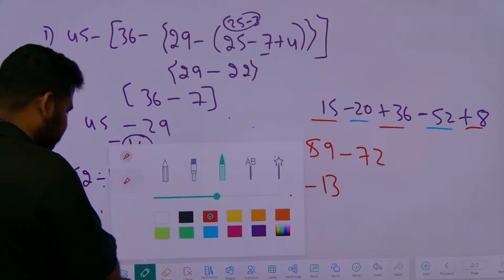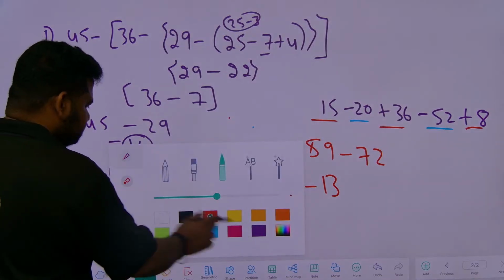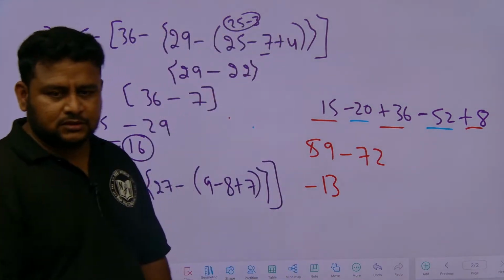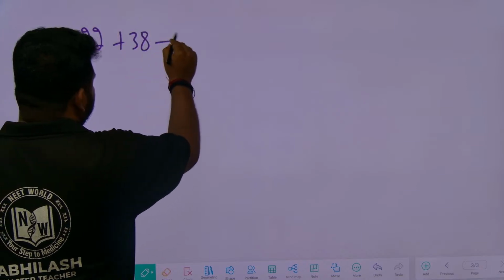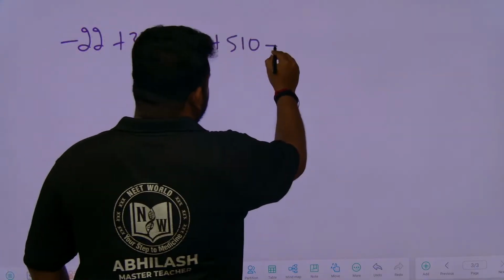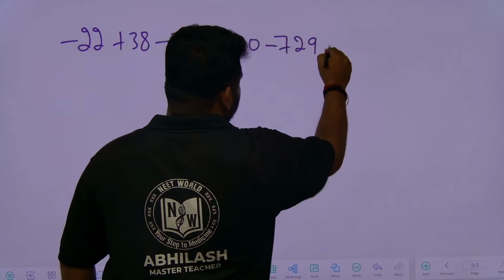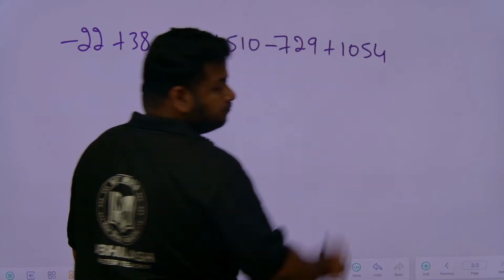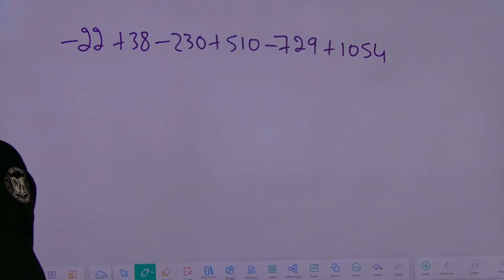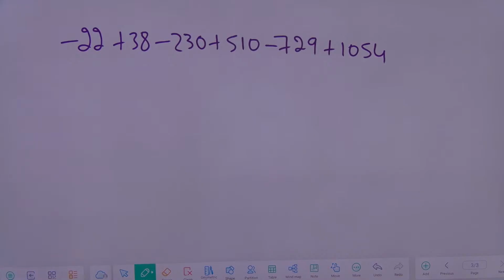So some more examples on this, then only you will get clarity. Let me take the next page. Some more examples of this type. Find out the value of this. Identify the plus terms, identify the minus terms, add the plus terms together, add the minus terms together, then take the difference. That's it.